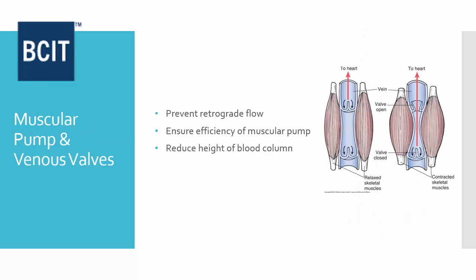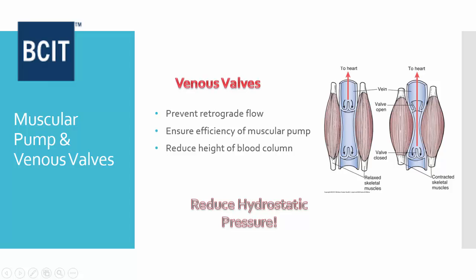The muscular pump and venous valves help to reduce hydrostatic pressure and prevent retrograde flow, or backflow, away from the heart. They also ensure the efficiency of the muscular pump. So the further we are away from the heart, the more venous valves we'll have, and the most being in our distal lower extremities.